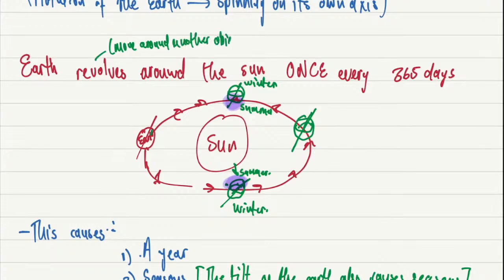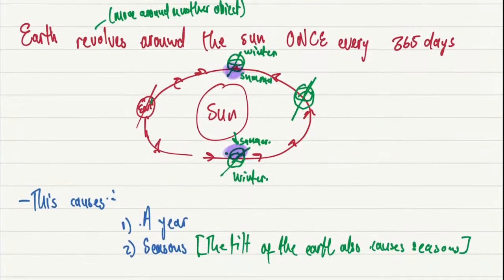So the earth revolves around the sun once every 365 days, causing what? Causing the years, not day and night, but it causes years. Oh, now we are in 2026. The earth has gone around. It's done. That's why we are now in 2026. And the other thing that it causes is the seasons: summer, autumn, winter, spring. Are we together?